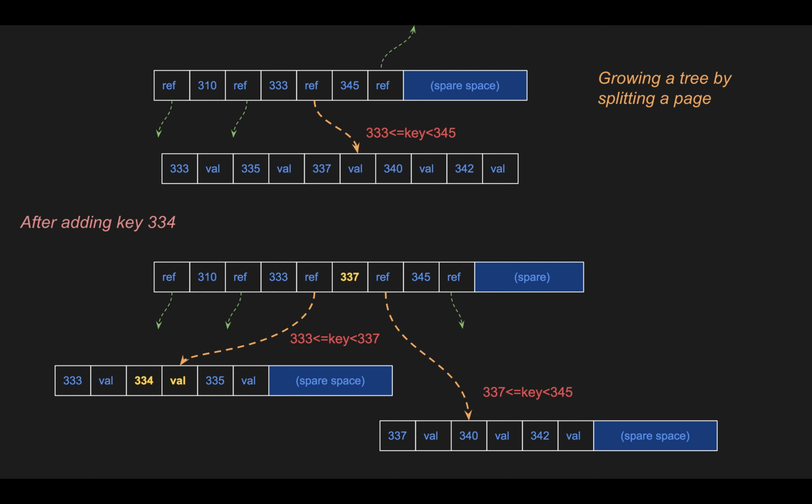So this is how we can add a new key into the B tree by splitting a page into subpages.